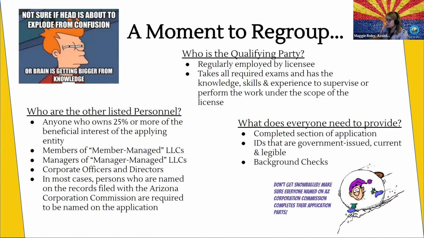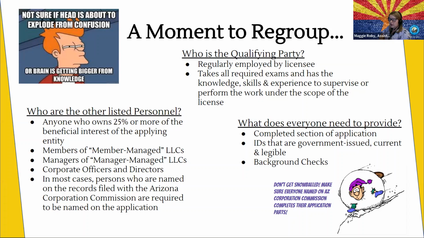All right. Okay, so we went over a lot of information. Let's regroup a little bit. So we covered who the qualifying party is. The qualifying party can be an owner or an employee who is regularly employed by the licensee. The qualifying party is the person who is responsible for taking and passing exams, has the knowledge of the scope of work, and has the skills and experience to perform the work that is going to be done under the license.